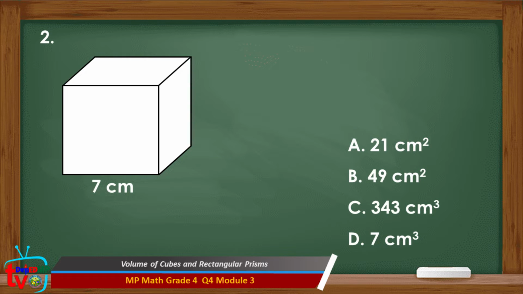Number 2. What is the volume of a cube with a side of 7 centimeters? Letter A, 21 square centimeters. Letter B, 49 square centimeters. Letter C, 343 cubic centimeters. And letter D, 7 cubic centimeters.